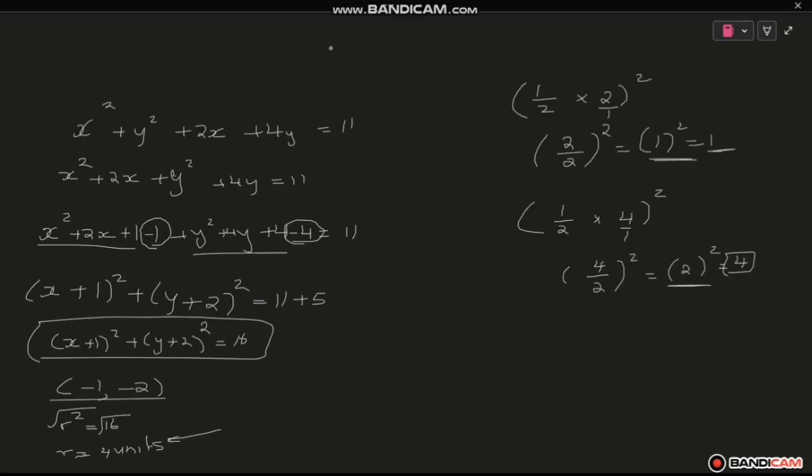Very, very important. So you only do this if you are given the equation of a circle when it is not in its standard form. Then you complete the square.